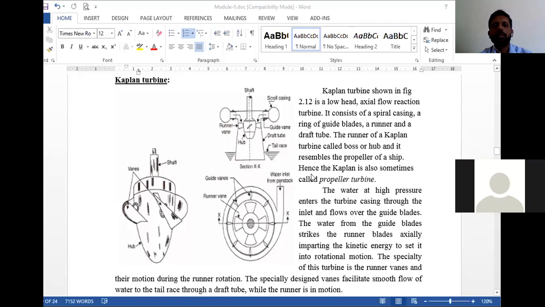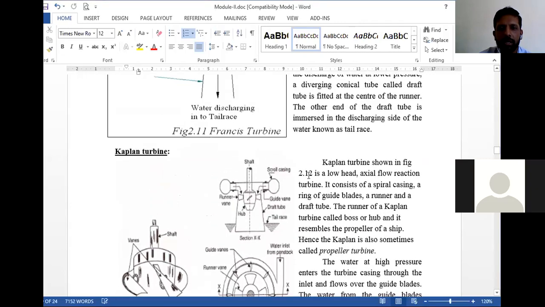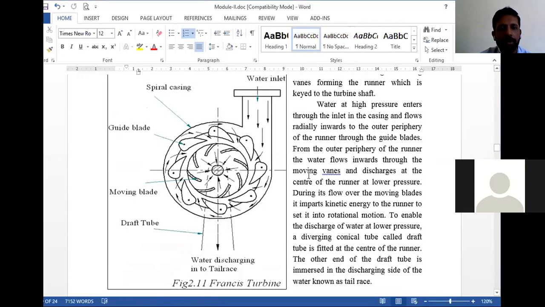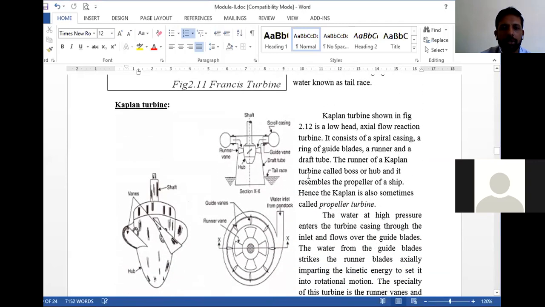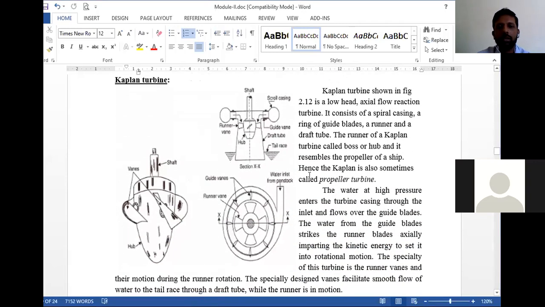Okay. So in the last class, we had done about Pelton turbine and Francis turbine. And now we'll see about the Kaplan turbine. So the figure that you can see over here is the drawing that we have to draw. Then they ask to explain Kaplan turbine.